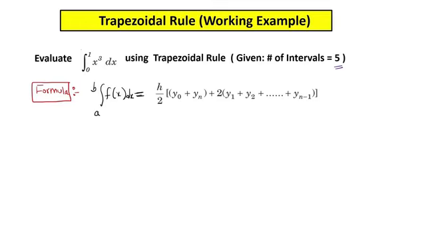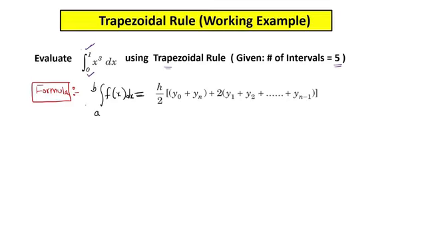So with all this knowledge, let's understand how the trapezoidal rule works with a working example. Here is the question. We have to evaluate the integral of x cube between the limits 0 and 1. So 0 is the lower limit, 1 is the upper limit. We have to evaluate this integral using the trapezoidal rule, and it is given in the question that we have to divide this 0 to 1 range into 5 small intervals.